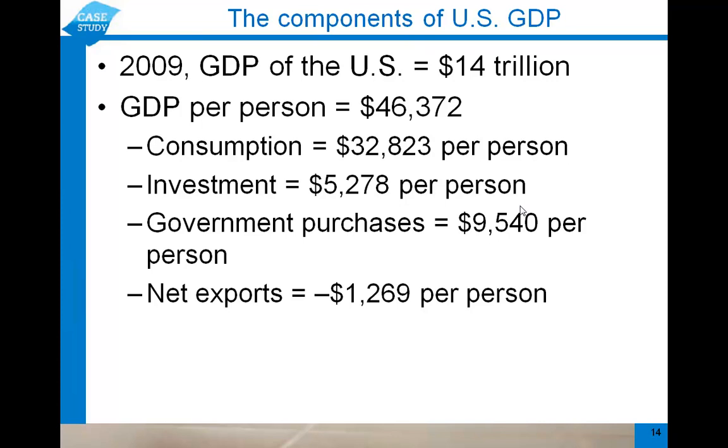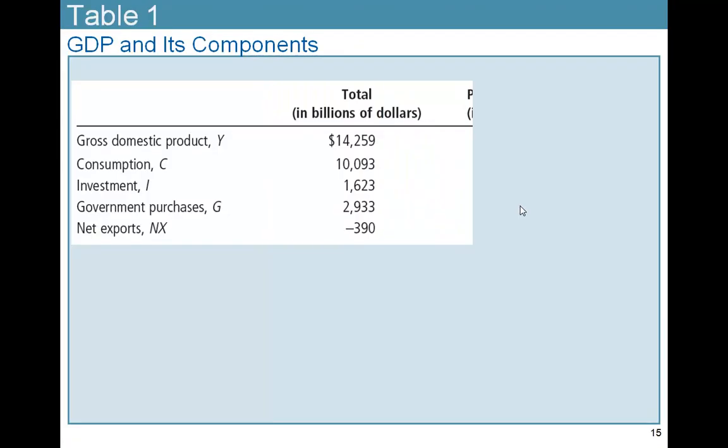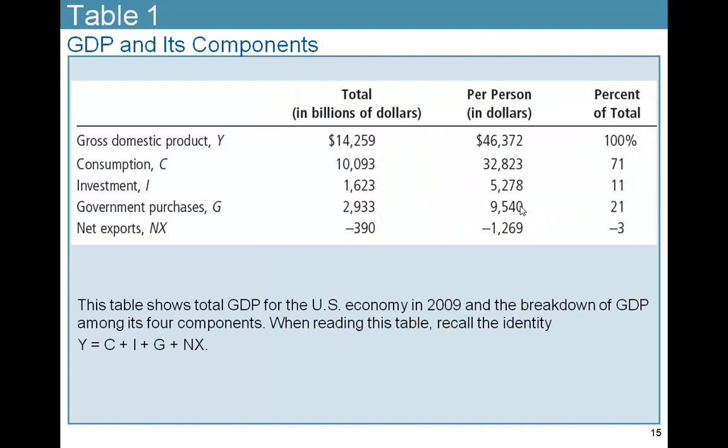46,372. The consumption, 32,823 per person. Investment is roughly $5,278 per person. Government purchases roughly $9,540 per person. And net exports are negative. What does that mean? Well, it means clearly that imports are greater than exports, and they come in at negative 1,269 per person. And here we have that split down in the table, and you can see that clearly written.